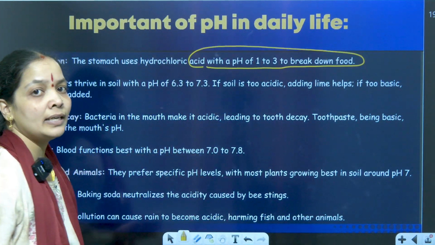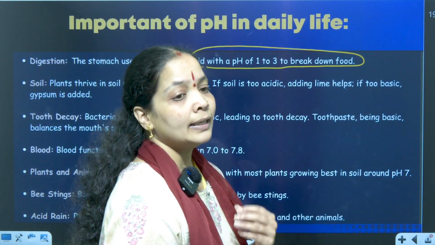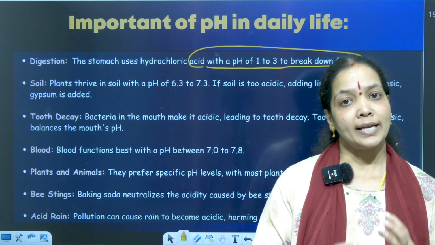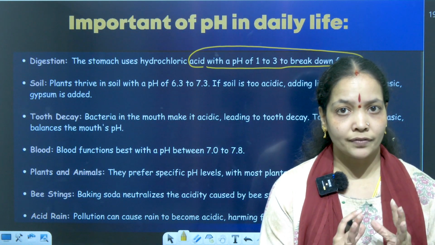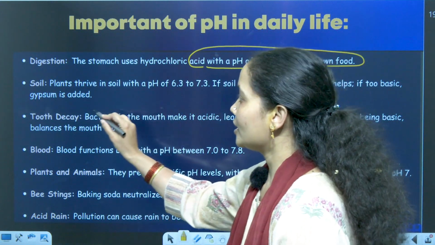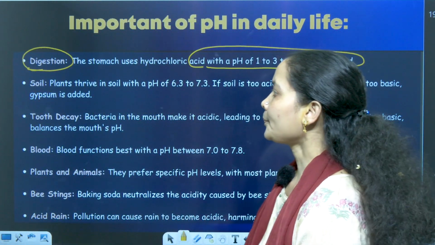We all know that our stomach contains hydrochloric acid that enhances digestion. The pH of HCl is between 1 and 3, and that is helping us in the digestion process. So this is one of the important uses of pH.